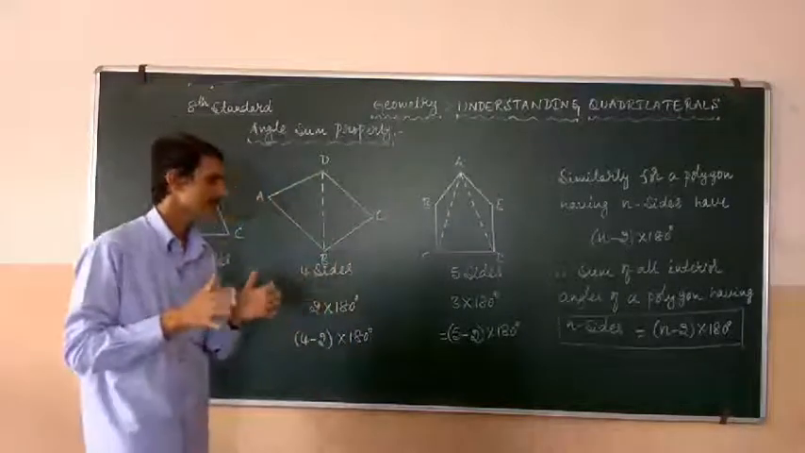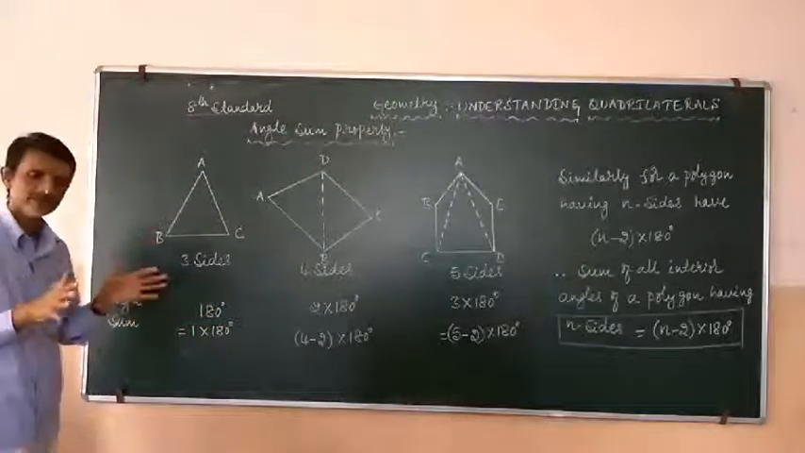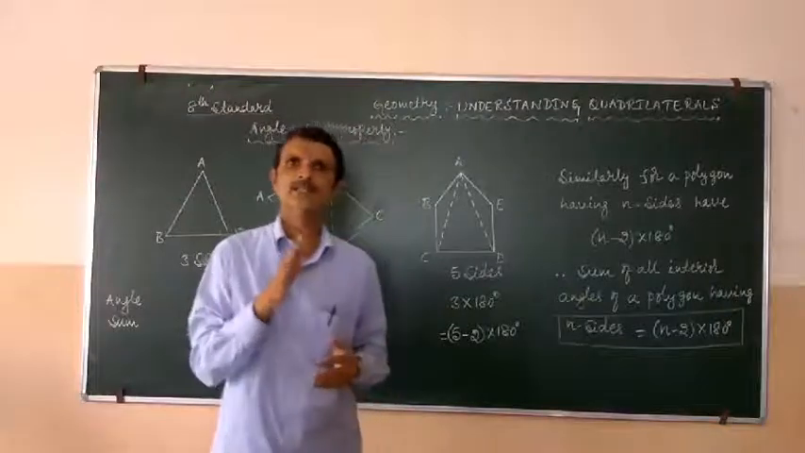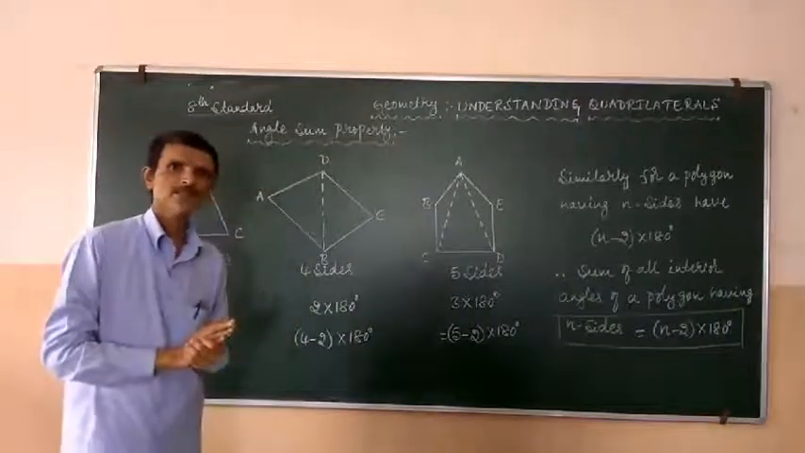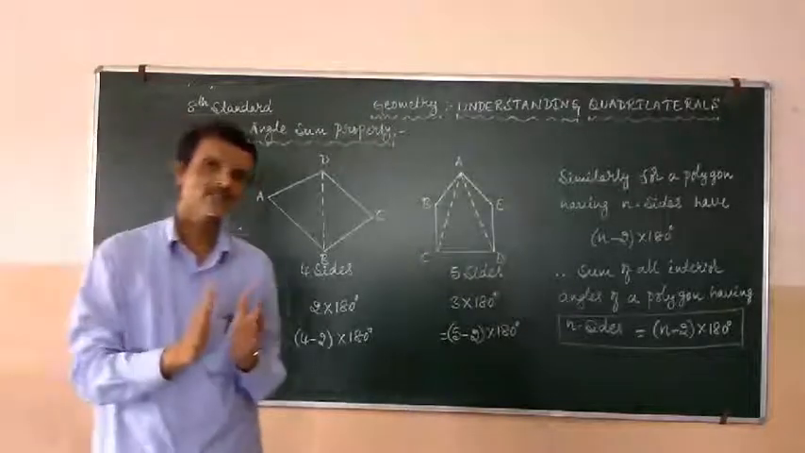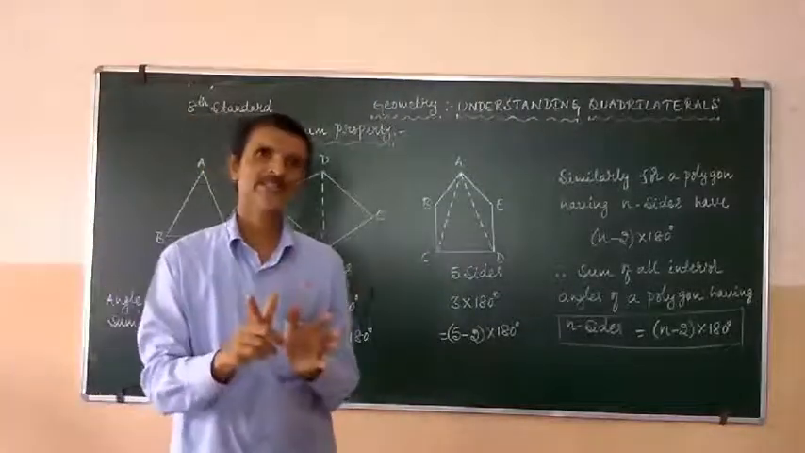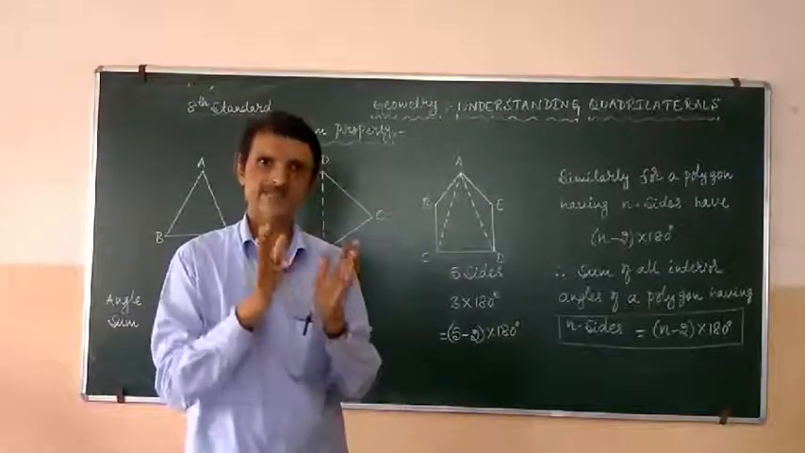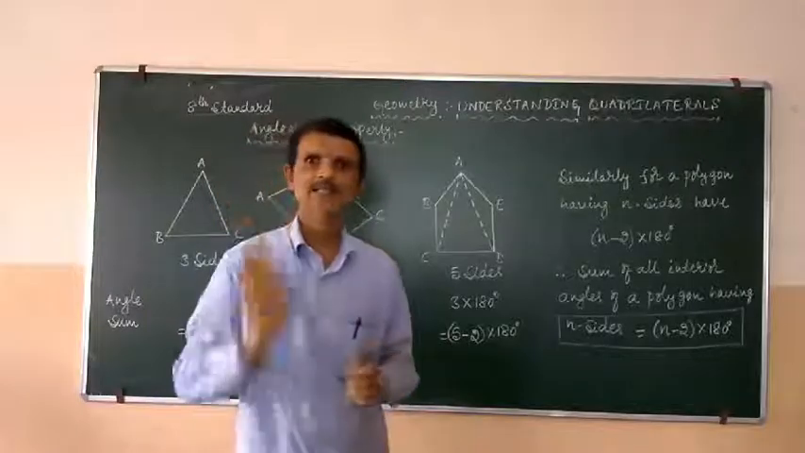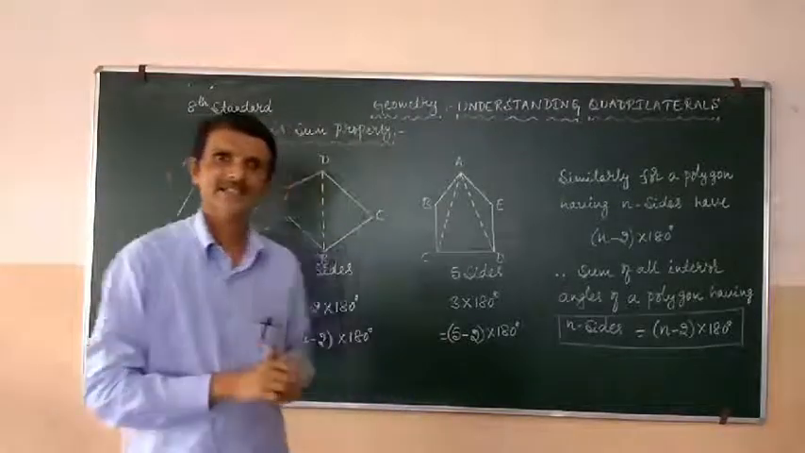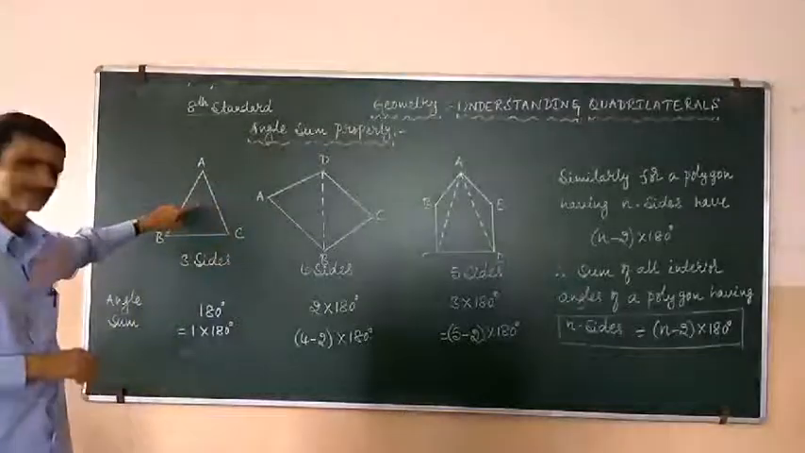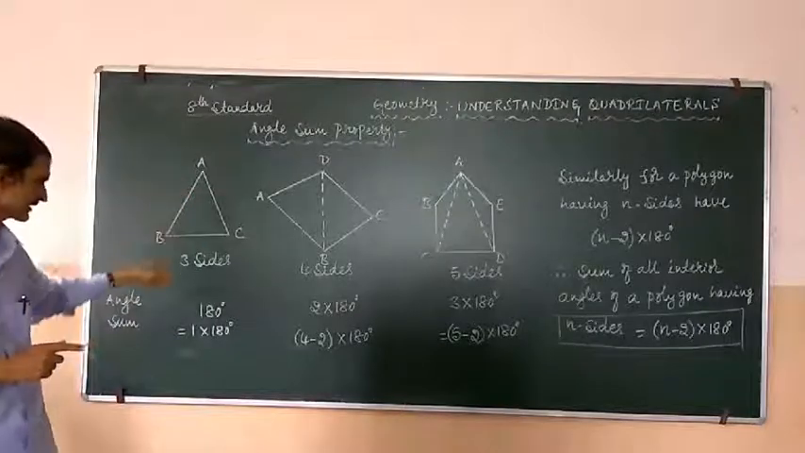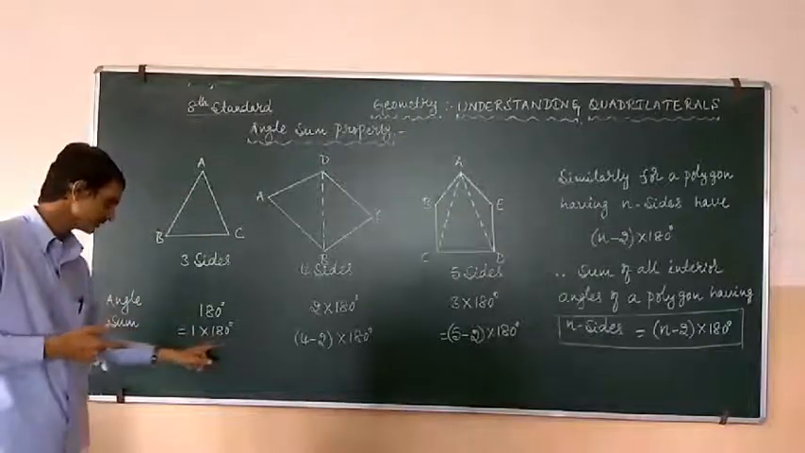Students, observe clearly: if we want to calculate the sum of the interior angles of the given polygon, we have to convert that polygon into triangles. Depending upon the number of triangles, we multiply by 180 degrees. In the first figure, it is a triangle with three sides, its interior angle sum is 180 degrees, so it can be written as 1 into 180 degrees.